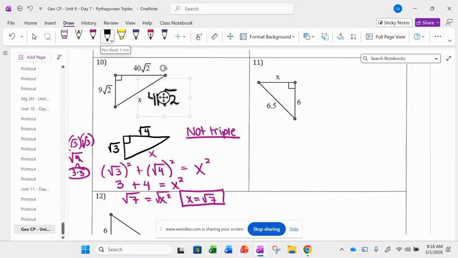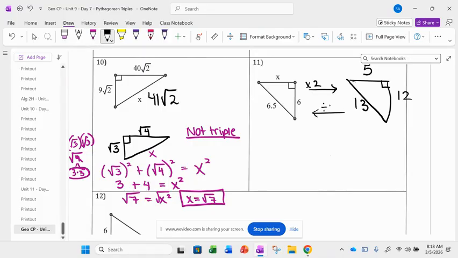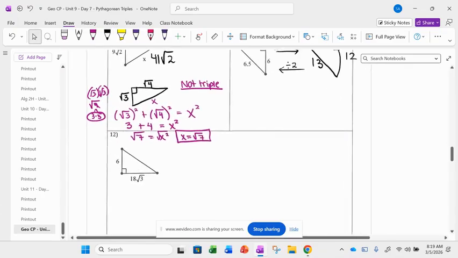Yeah. Perfect. All right, I think I checked everybody. So what we should have done is multiplied by 2 to get rid of that decimal. And when we multiplied by 2, we got a 12 and a 13. So this is a triple, 5, 12, 13. So now what we're going to do is go back and divide by 2. So I would have just left it as 5 over 2. If you wrote 2.5, equally as perfect.